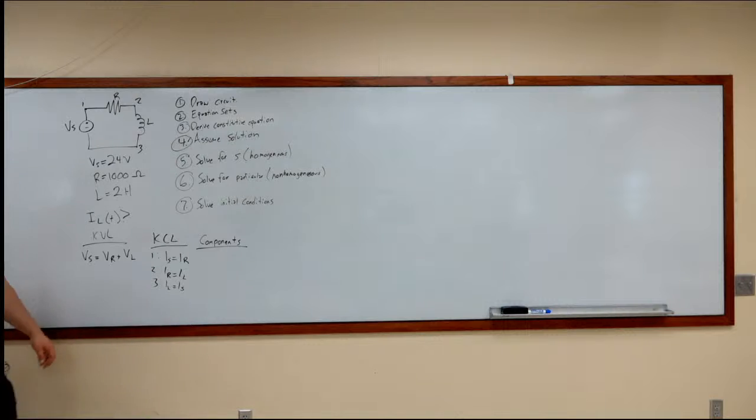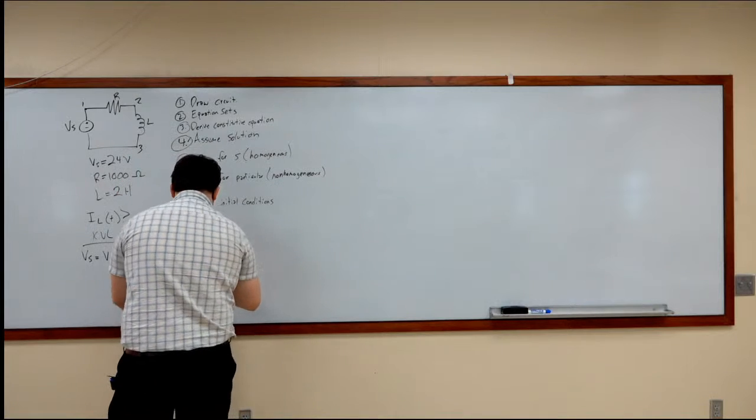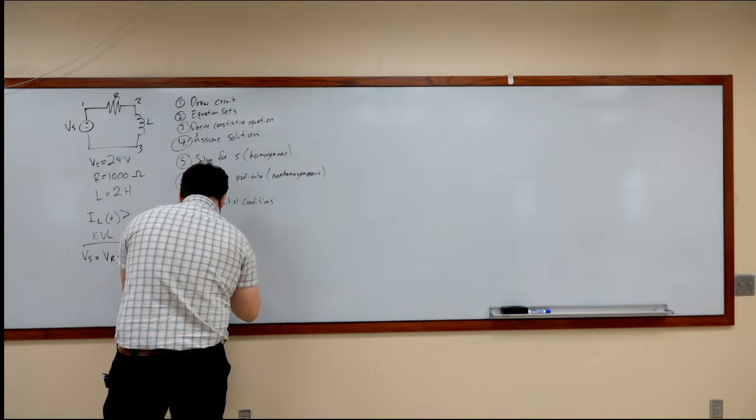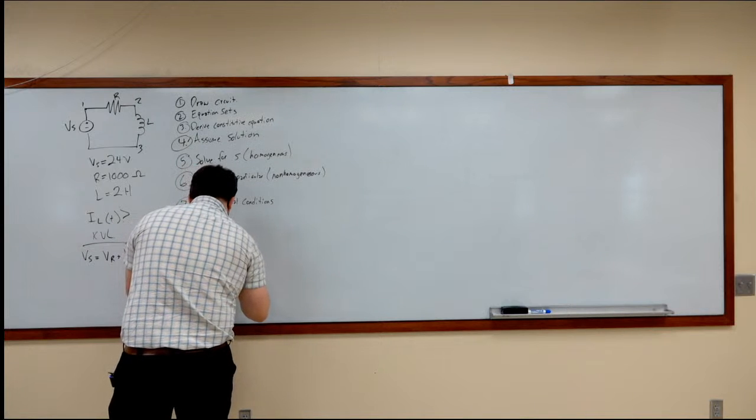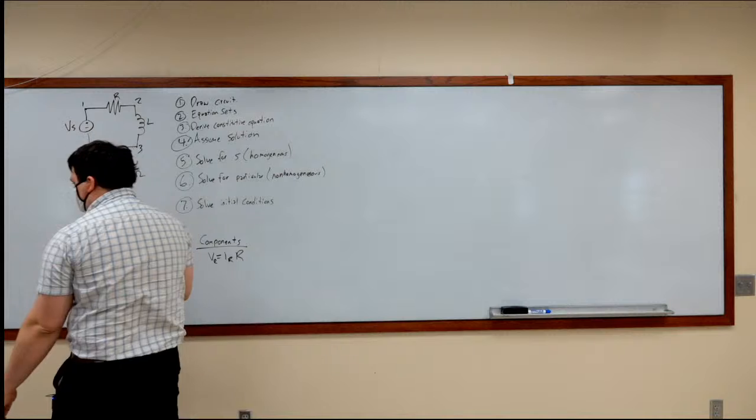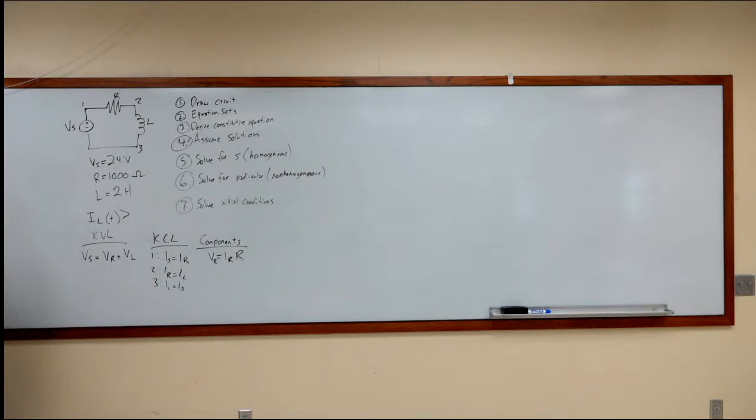V equals IR. Good, pick the easy one. Way to go, Tall Caden. VR is equal to IR times R. The voltage across the resistor is equal to the current through the resistor times the resistance. That's our one component equation. I said I was going to give you the other one because we haven't really dealt with it a lot.